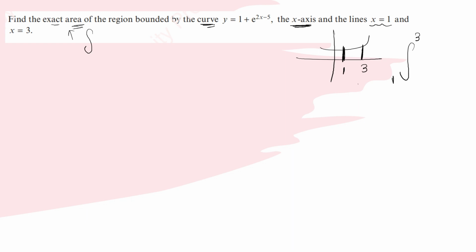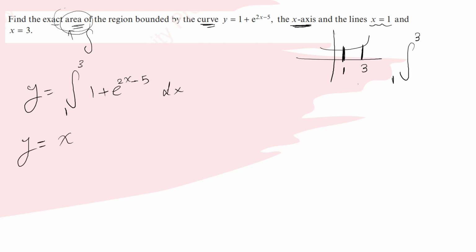Okay, and since it is an area, he wants the integration too. So here y equal the integration, I will write the equation he gave me, 1 plus e power 2x minus 5 dx, from 1 to 3, as he said. Okay, let's solve the integration. We know that the 1 becomes x, as I said before, plus 1 over 2 e power 2x minus 5. We know 1 over 2 from where? Here.